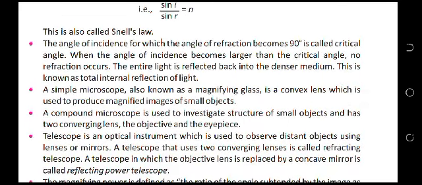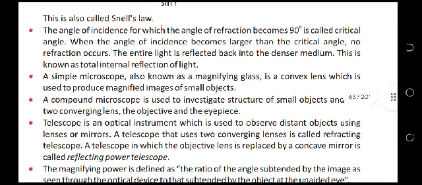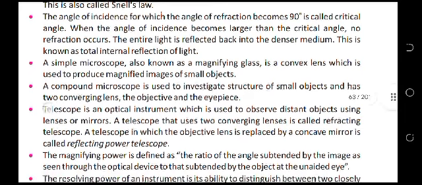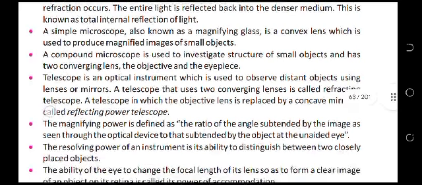The angle of incidence for which the angle of refraction becomes 90 degrees is called the critical angle. When the angle of incidence becomes larger than the critical angle, no refraction occurs. The entire light is reflected back into the denser medium. This is known as total internal reflection of light.